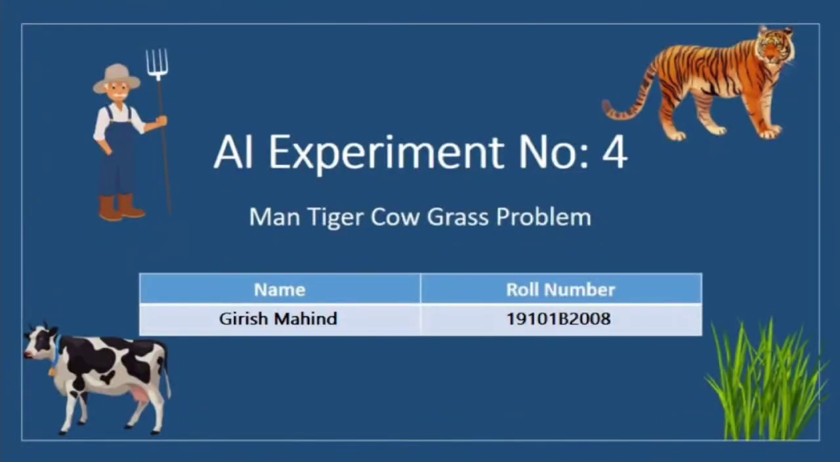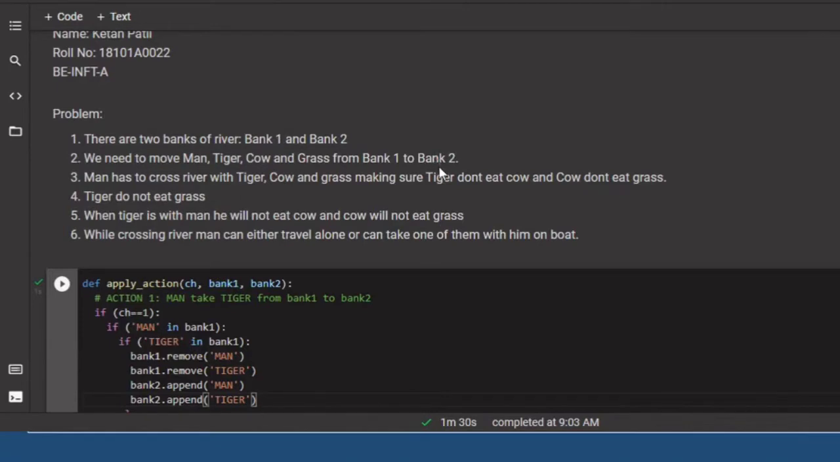This is experiment number 4, the man, tiger, cow and grass problem. In this program we are given two banks of a river, bank 1 and bank 2. We need to move the man, tiger, cow and grass from bank 1 to bank 2.